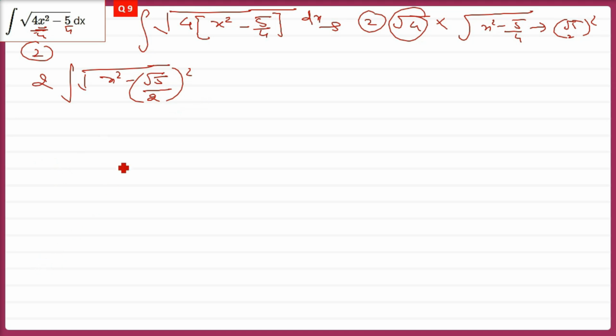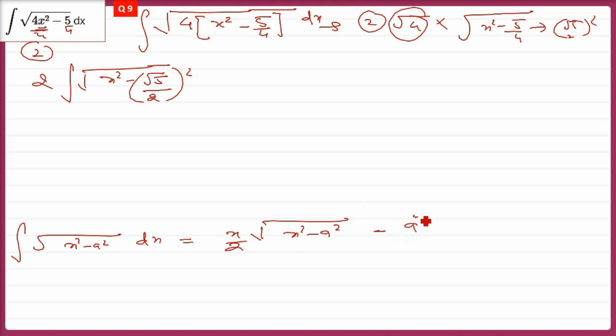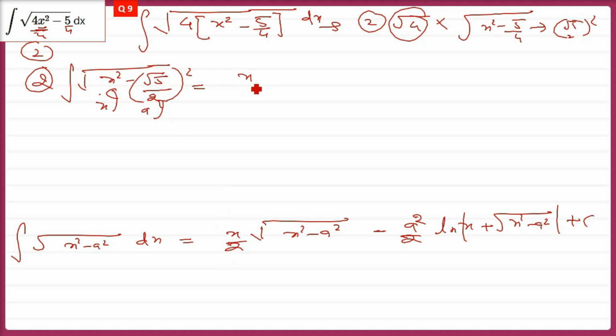Now let me write the formula here somewhat below so that you can see when I apply it. It's x by 2 under root x square minus a square, minus a square by 2 ln (log base e) of x plus under root x square minus a square, plus a constant of integration. This 2 we are going to deal with just now. In place of x, put x. In place of a, write root 5 by 2, in this formula which I showed you just down below.